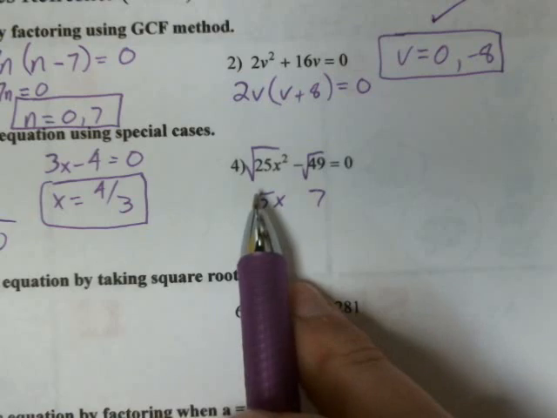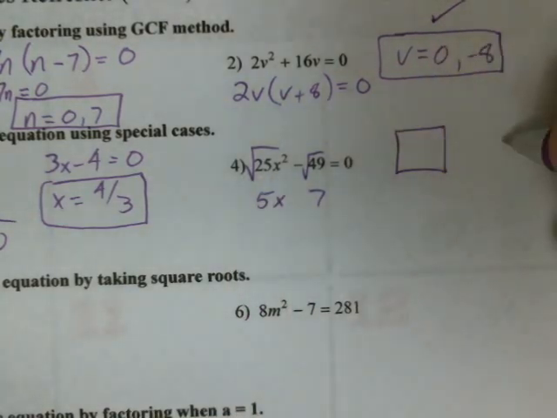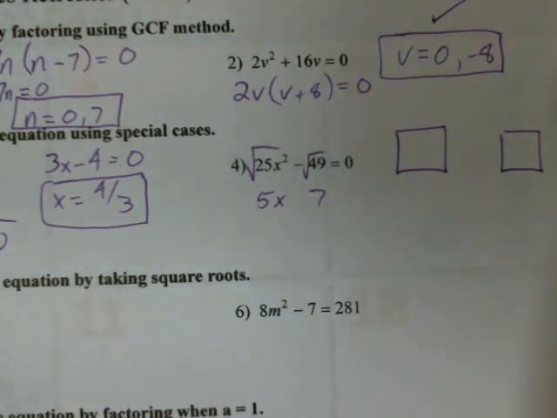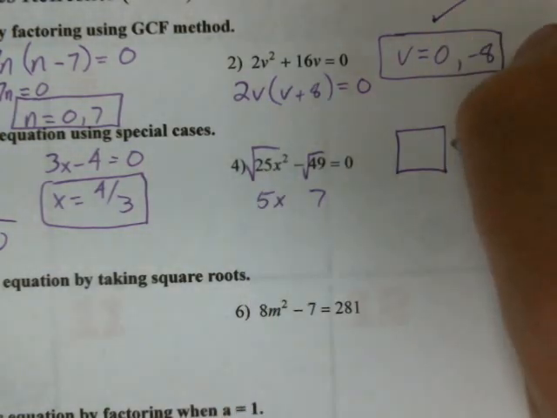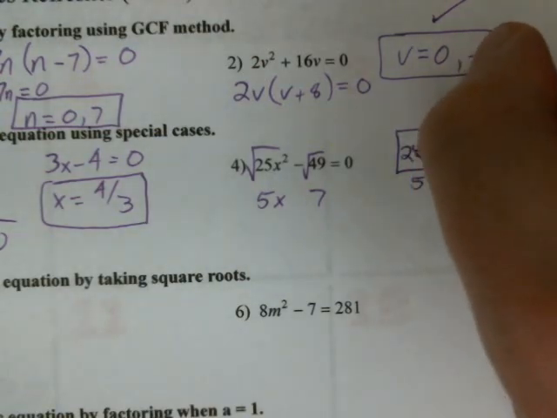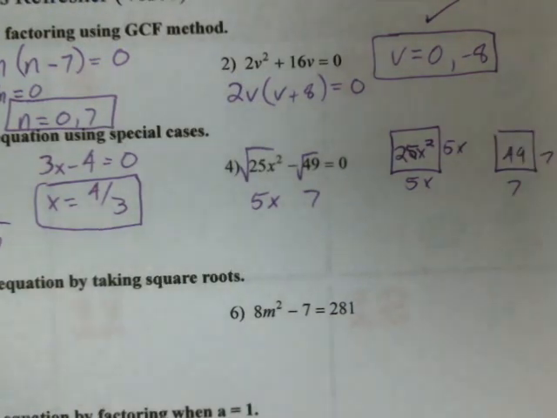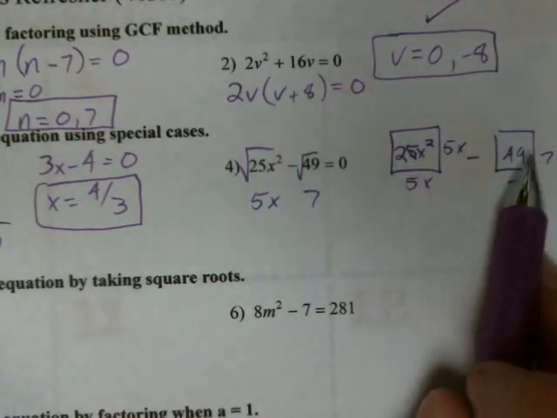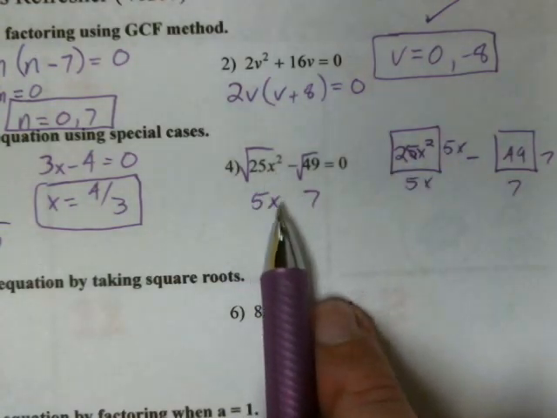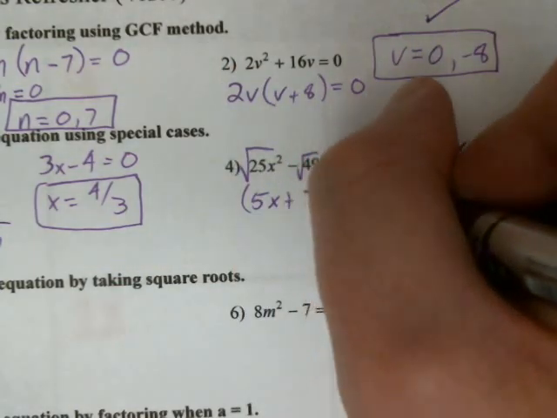So if I can do that, guys, I have two perfect squares. I literally have a difference of two squares. My first square is 5x by 5x. Guess what? That gives me an area of 25x squared. My second square is 7 by 7. That gives me an area of 49. And then I'm subtracting those two guys. It's a difference of squares. Now, how does this actually factor? One of your binomials is going to be positive, one's going to be negative.